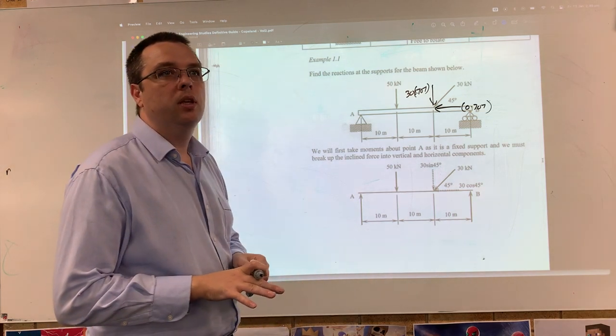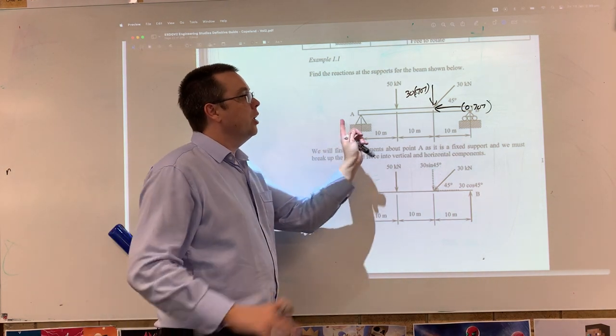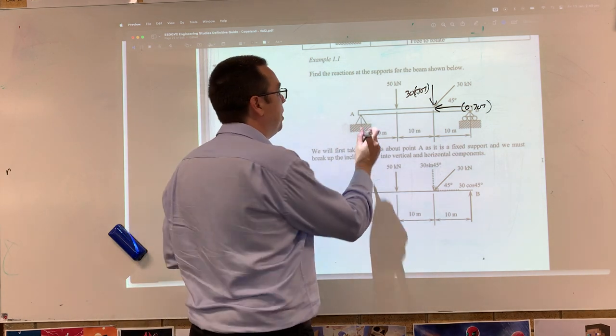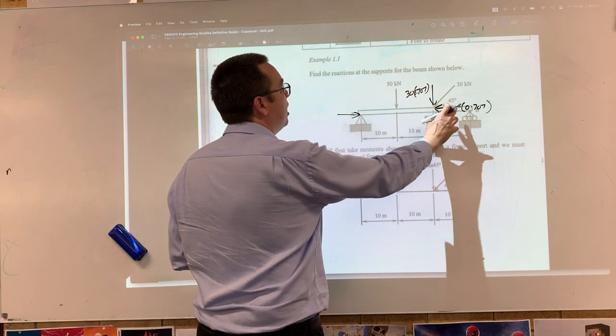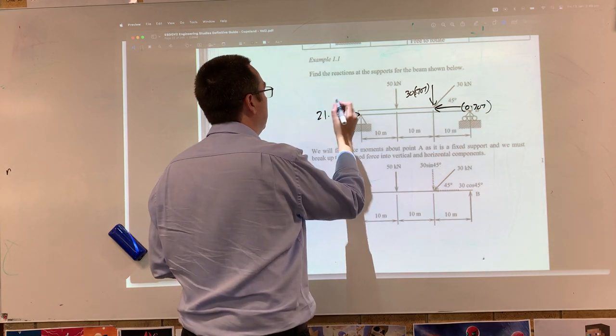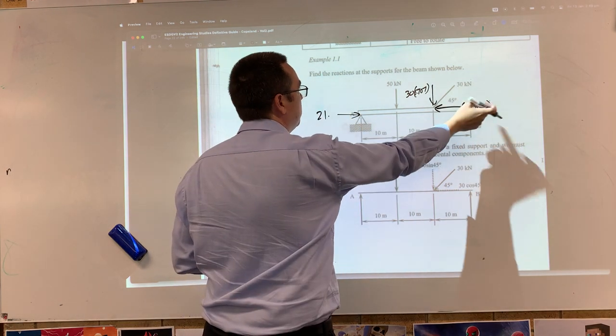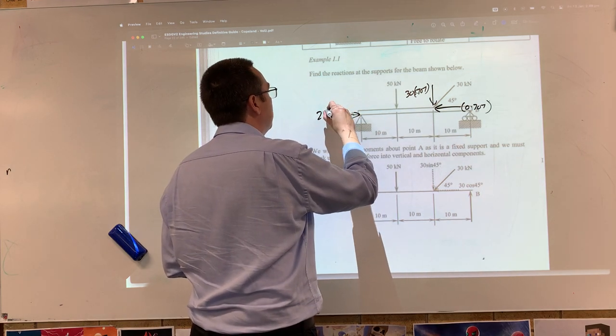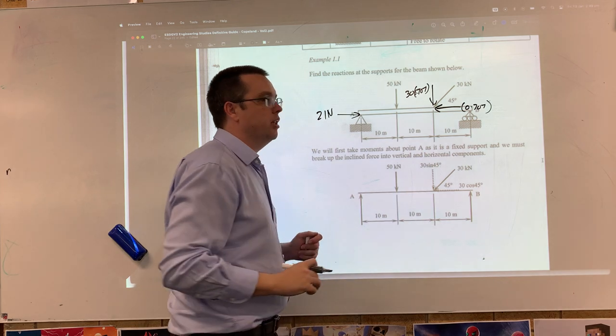Which one? Okay, so this one here, it's not on roller skates, so it can push back. Now, I'm pretty sure that's 21.1 or something like that. 3 times 0.7 is going to be close enough to 21. It's 21 and a bit. So close enough that we're going to say that's 21.